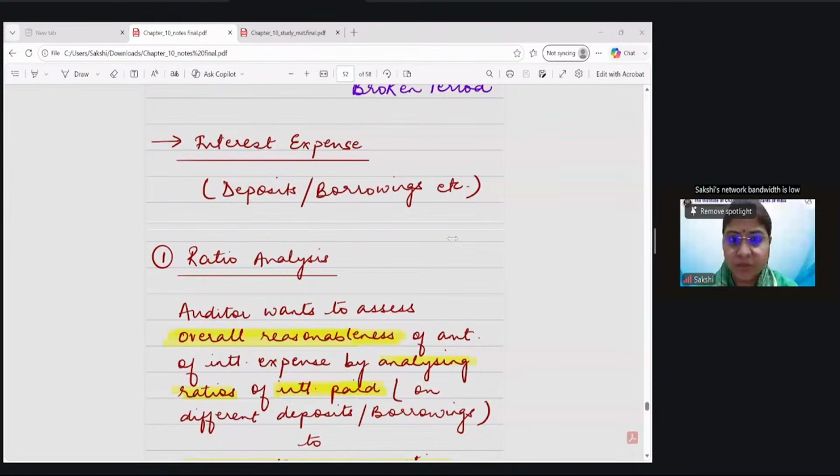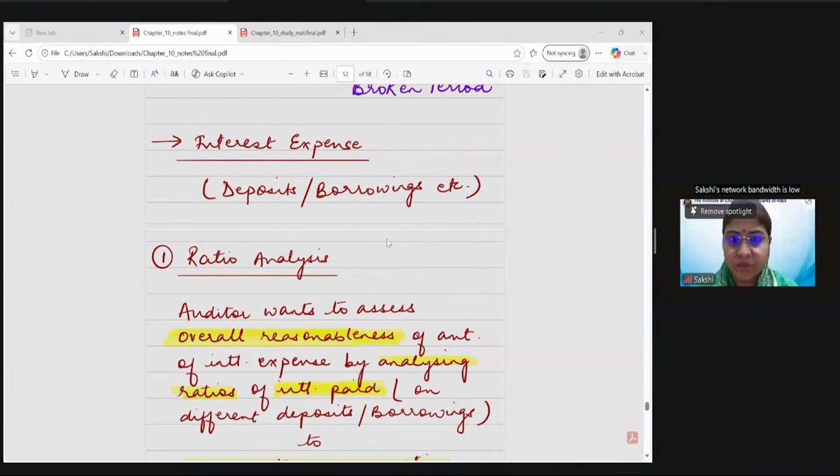All right. So I'm proceeding to the last leg of our chapter, that is the interest expense. What is the basic expense of the bank? What is the major chunk of expense? That is the interest that the bank has to pay on your deposits. Whatever deposits you keep with the bank, it has to pay interest on them, isn't it? So this is the major expense of the bank.